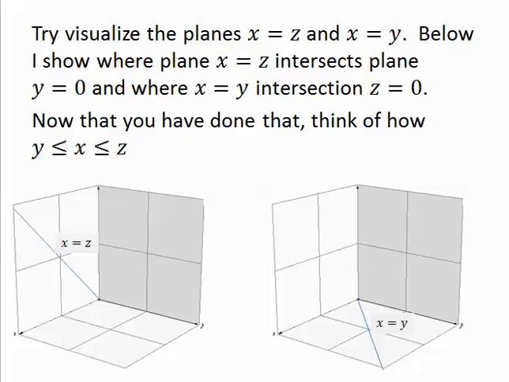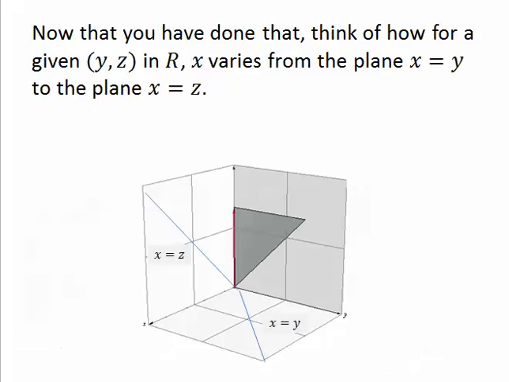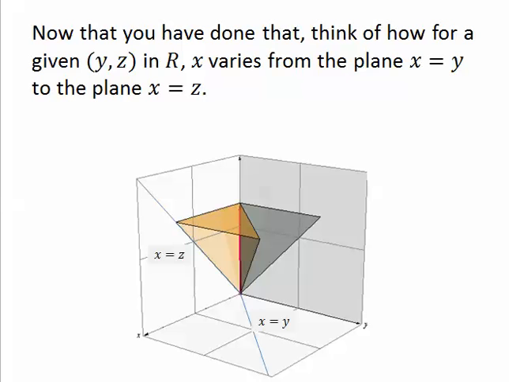So you might want to take out the time right now to think about those two planes. Get out a couple of pieces of paper and play around and see if you can find those two planes and get a visual on them. Once you have done that, think of how for a given YZ in R, x varies between the plane x equals y and the plane x equals z. If in your mind you were able to think of a tetrahedron, my goodness, give yourself a big pat on the back. This is very hard to do.